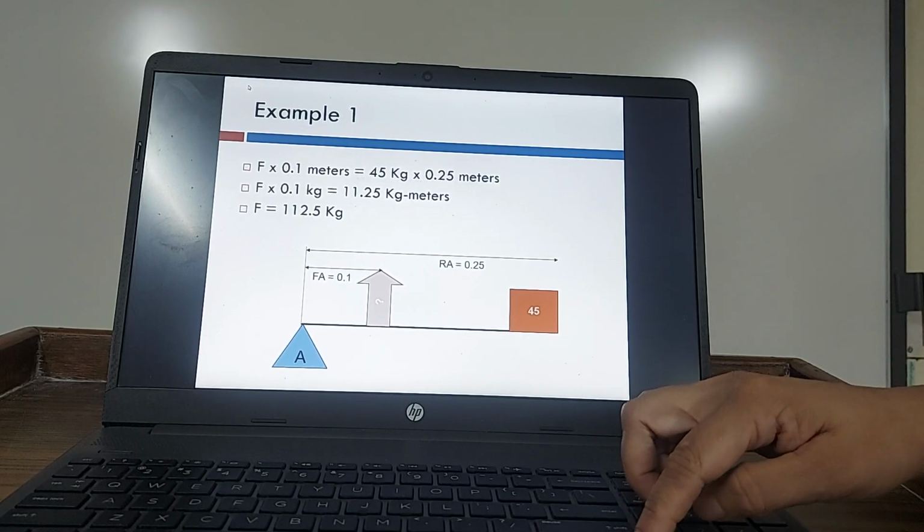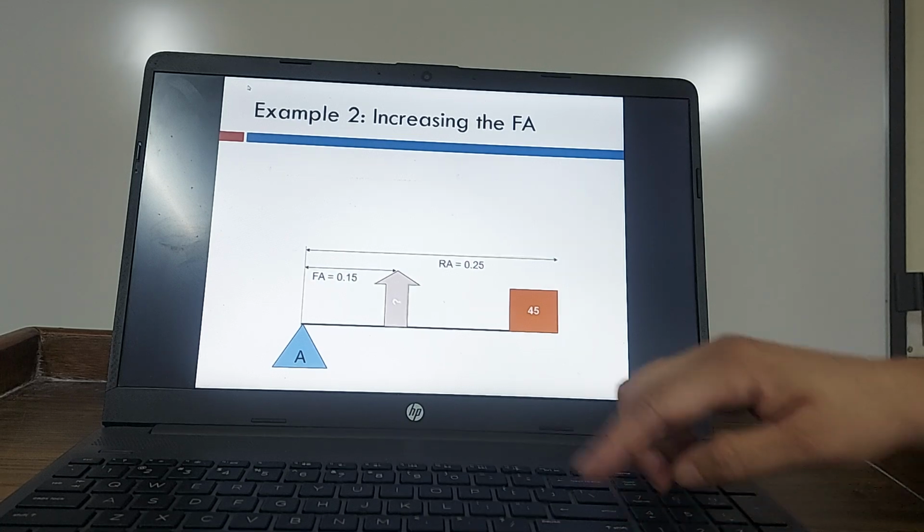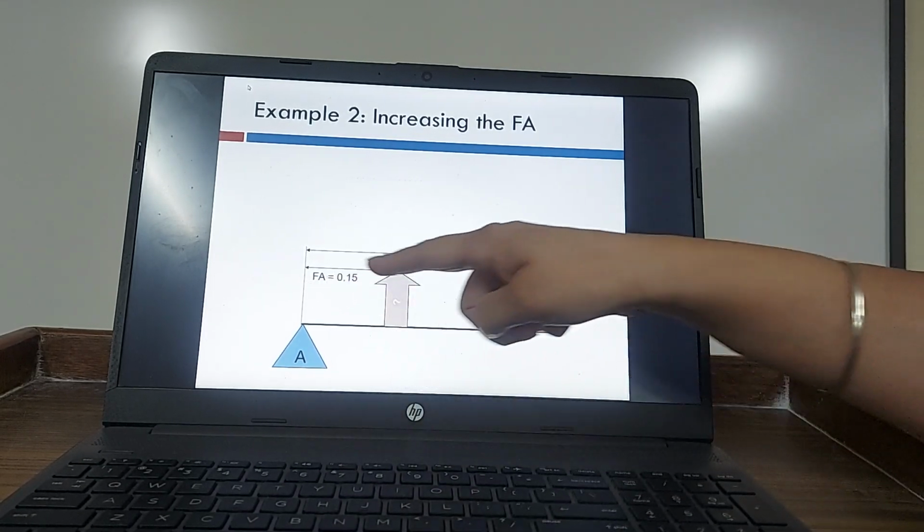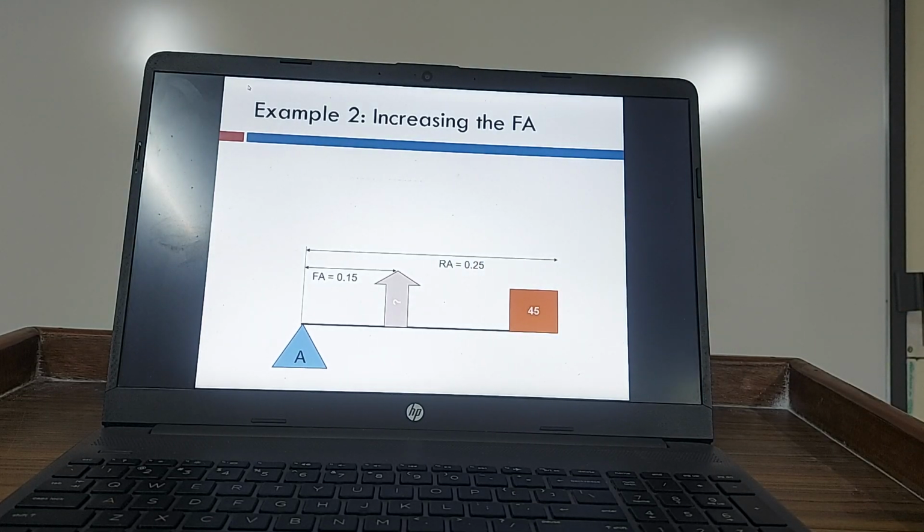Now what we are supposed to do? In the second example, I have increased the FA, the effort arm distance, from 0.1 to 0.15. Now try to calculate again the same thing. I have now changed the FA, that is the effort arm, from 0.1 to 0.15. Don't scroll, बाबू, अब scroll करने की जरूरत नहीं है, please. अब 75 न्यूटन फोर्स लग रही है to lift 45 kg weight.